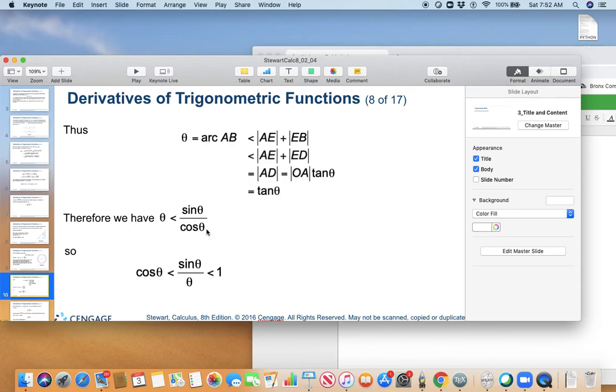Tan theta is sine over cosine. So multiply by cosine and divide by theta. Why can you do that? Because for 0 to pi over 2, cosine is positive and theta is positive, so you can do this maintaining the inequality. So you now have cosine theta is less than sine theta over theta, which is, in fact, less than 1, which is what we saw earlier. Now it's time to use the squeeze theorem.